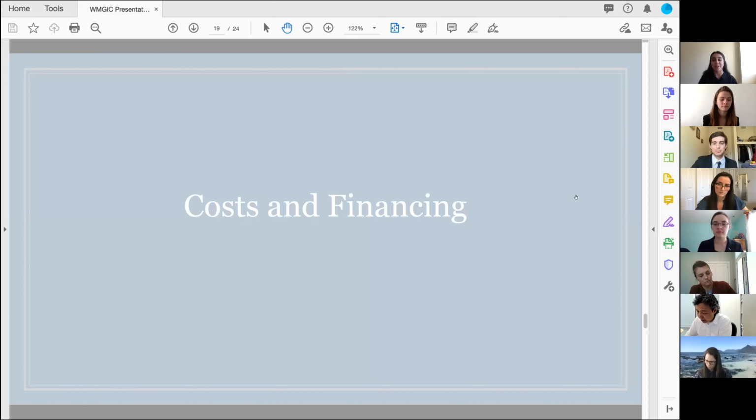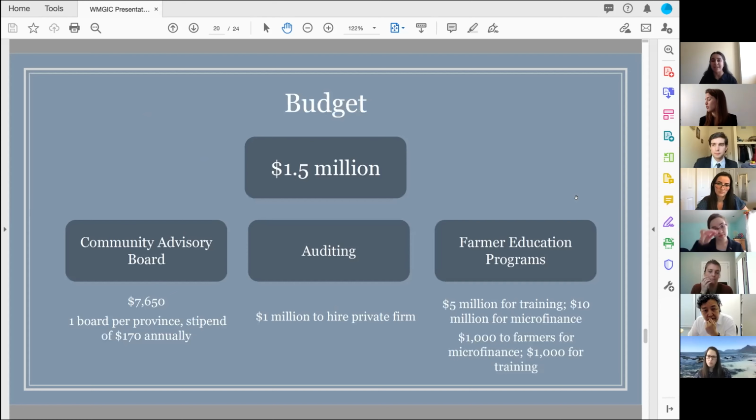And lastly, we just wanted to wrap up by discussing the cost and financing, and we'll go into our three-pronged policy approach, because that is what's going to make our policy possible. So to begin our budget, we have estimated about $1.5 million that will be able to fund the three-pronged approach, basically that being about $7,000 going towards a community advisory board, because there will be one board per each of the 5 provinces, and there will be 3 members for each of the farmers, community members, and community leaders. And so these members will receive a $170 annual stipend for participating.